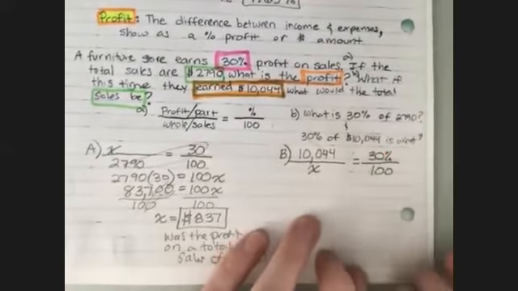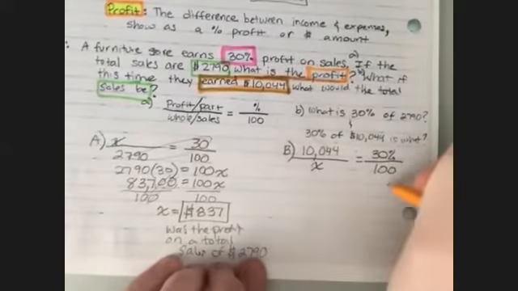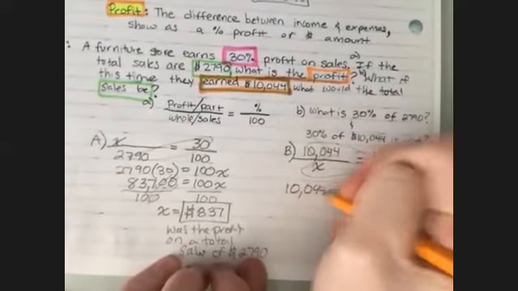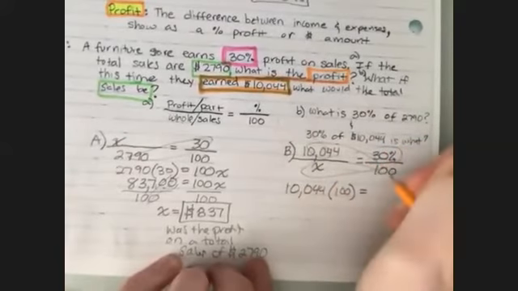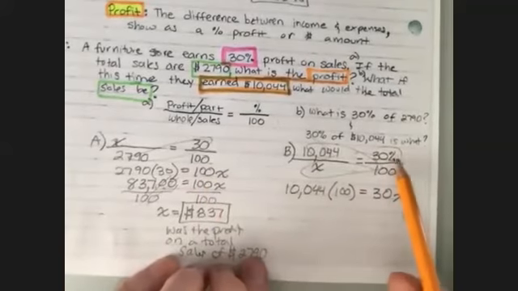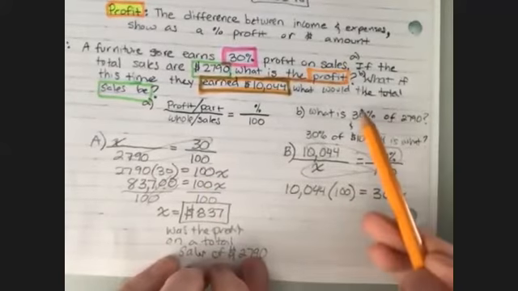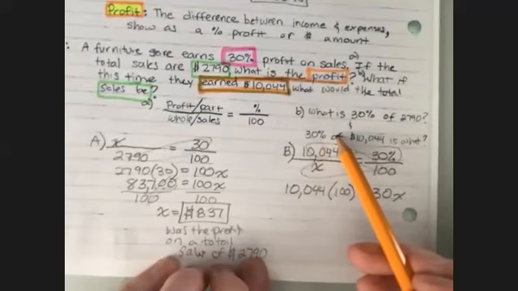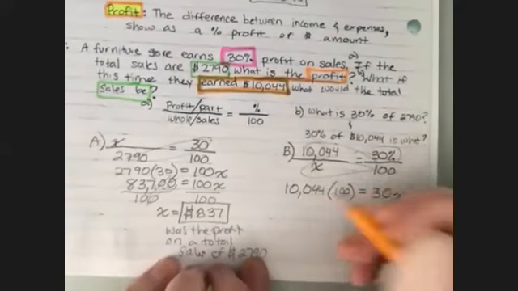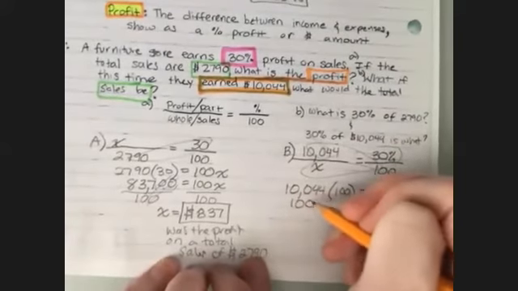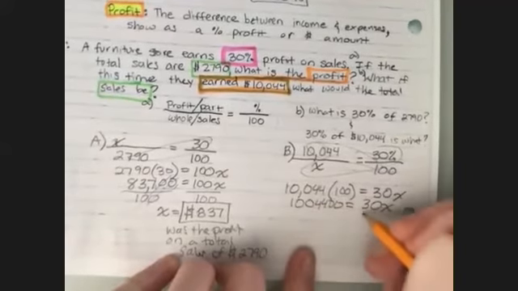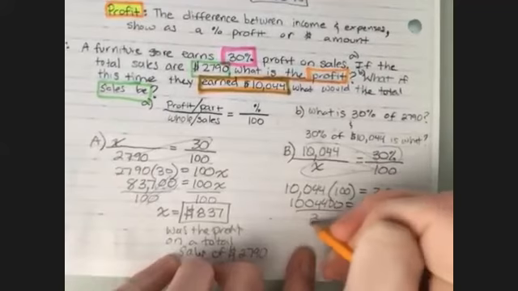over 100. Now it's the same process. Your cross products. So that's 10,044 times 100 equals 30x. Remember, with proportion method, you don't need to convert the percent to decimal. If you are using the other methods, you do need to convert it to a decimal. All right. Now times 100 means add 2 place values. So it would be that. Then we need to isolate X, so divide by 30, divide by 30.